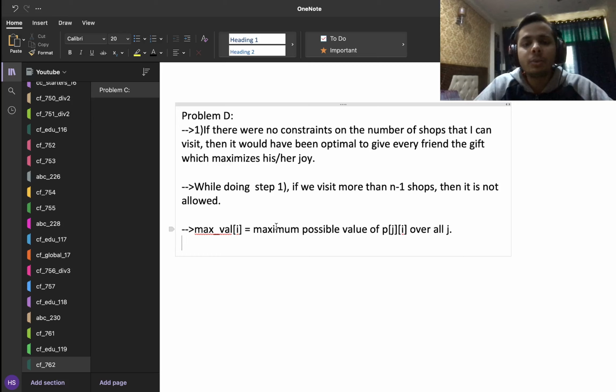But if I do visit more than n minus 1 shops, that is going to be a problem. But the main observation is that I can't visit more than n shops. Even if everyone has a distinct shop from where he or she is getting his or her maximum joy, then I will visit just n shops. I can't visit more than n minus 1 shops, and that is a crucial piece of information. And now let's see the main observation here.